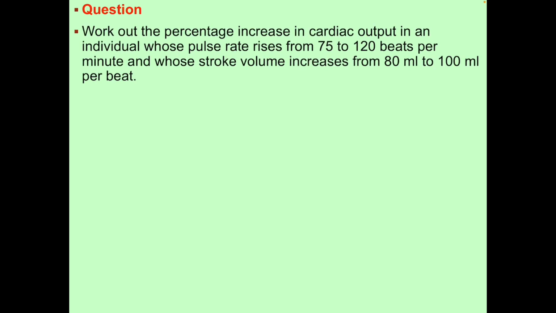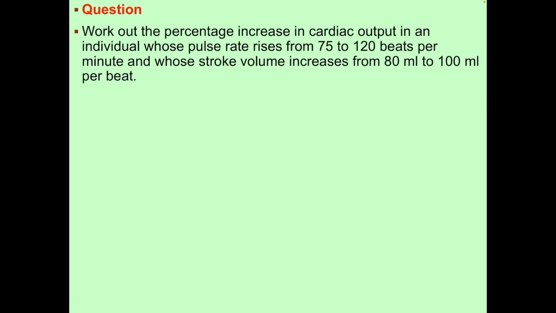Right, final question for this video. You have to work out the percentage increase in cardiac output in an individual whose pulse rate rises from 75 to 120 beats per minute and whose stroke volume increases from 80 to 100 millilitres per beat. So, pause the video and have a go at working that out, and then you can come back and check if you're correct.